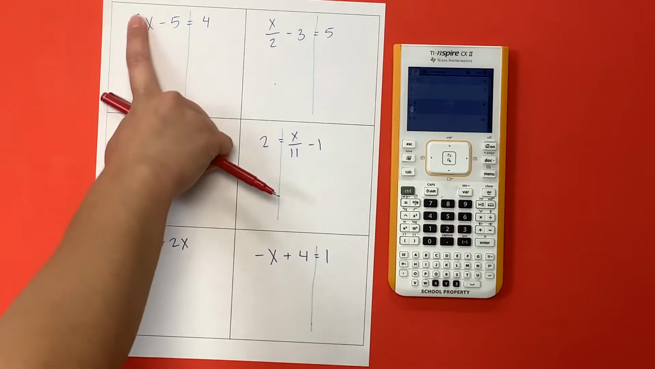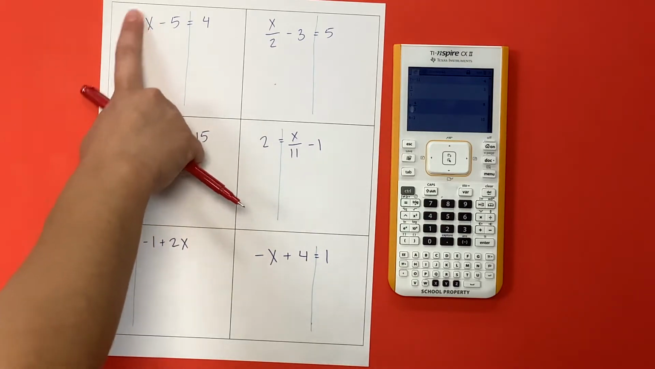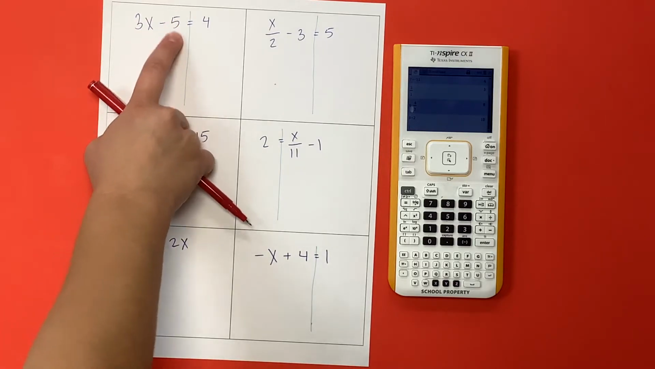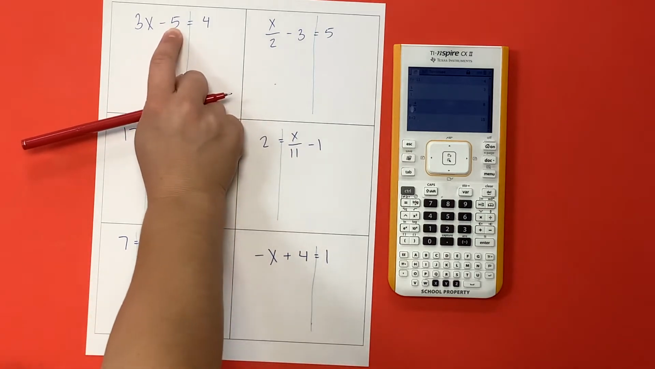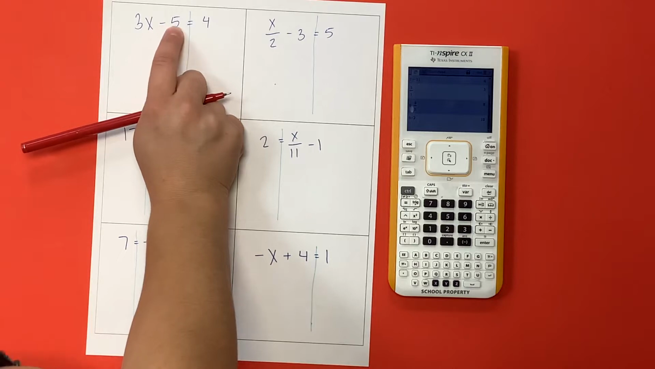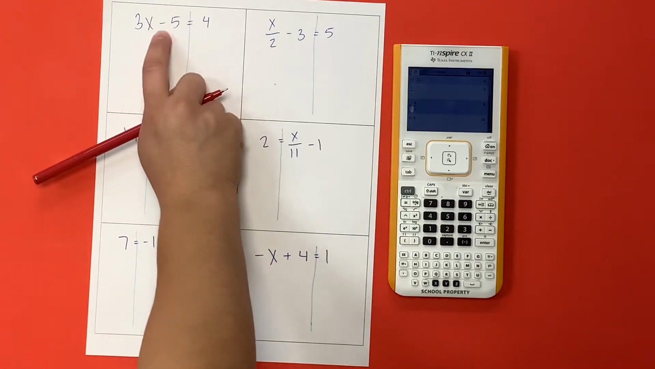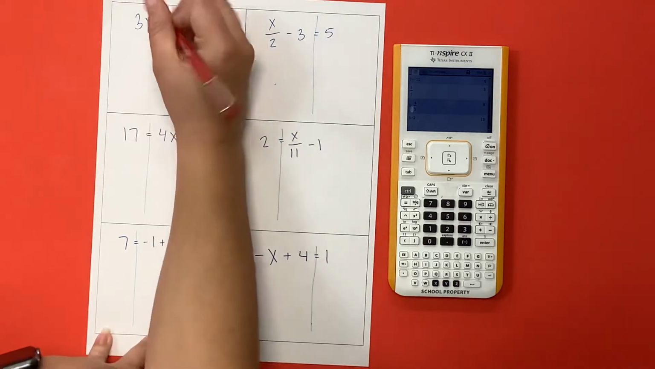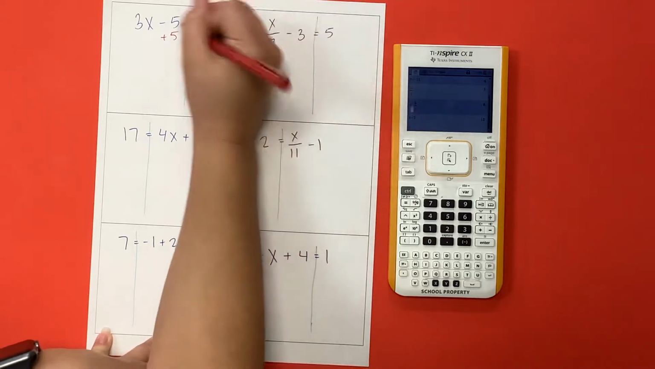This variable does have a coefficient. It is multiplied times the 3. We're going to save that for last and work on our addition and subtraction first. This is a minus 5 here, which is like a negative value, okay? Since I have this minus 5, I need to do the opposite, the inverse, which is a plus 5. I'm going to add 5 to both sides of my equation.